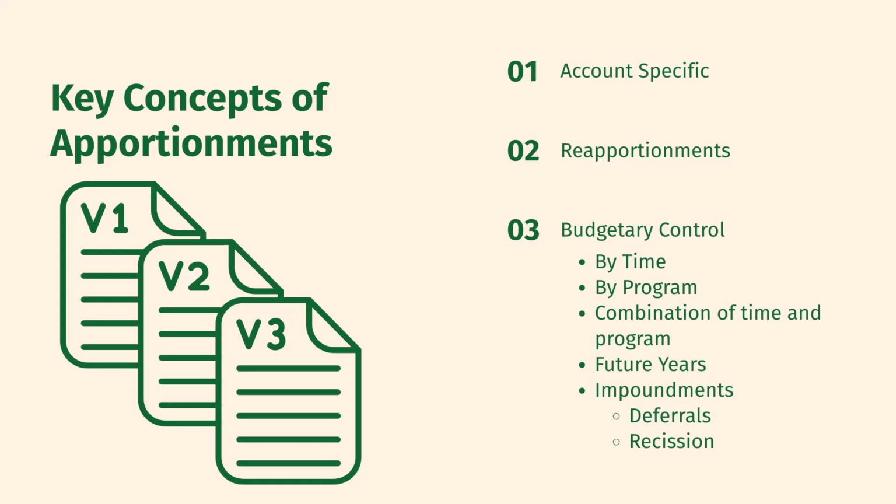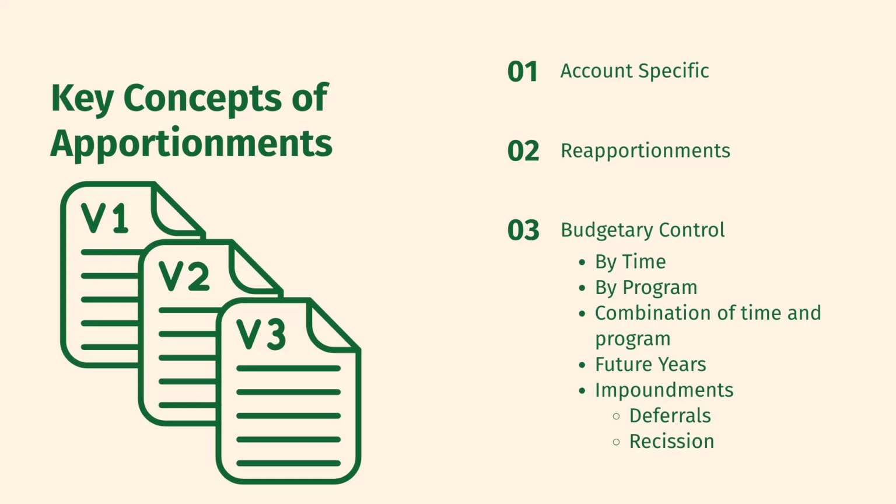Now let's talk about how OMB controls spending through apportionments. There are three ways. First, by time, typically breaking funds into quarters so agencies can't spend everything at once. Second, by program, limiting how much can be spent on each major activity within an account. Third, by future years, setting aside some funds for spending in later fiscal years. OMB can also combine these methods, like limiting both the program and time period for spending.